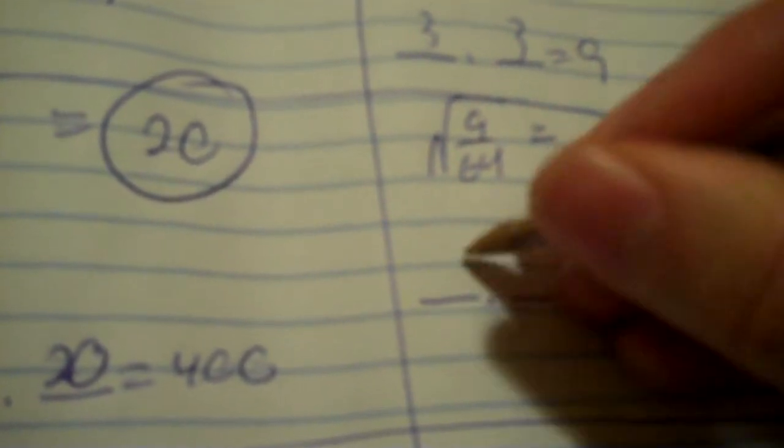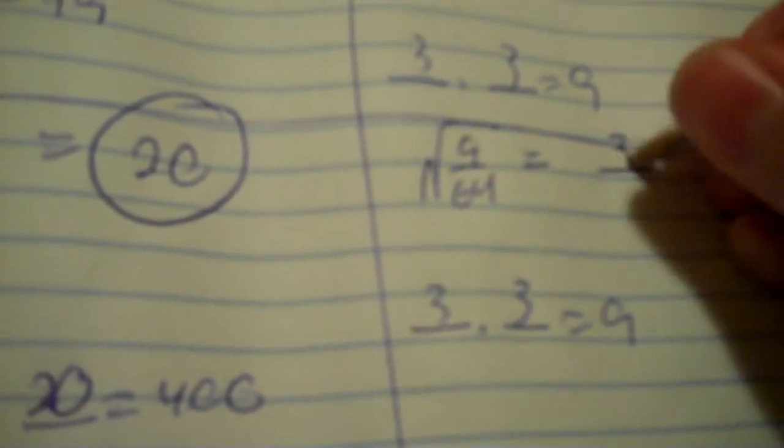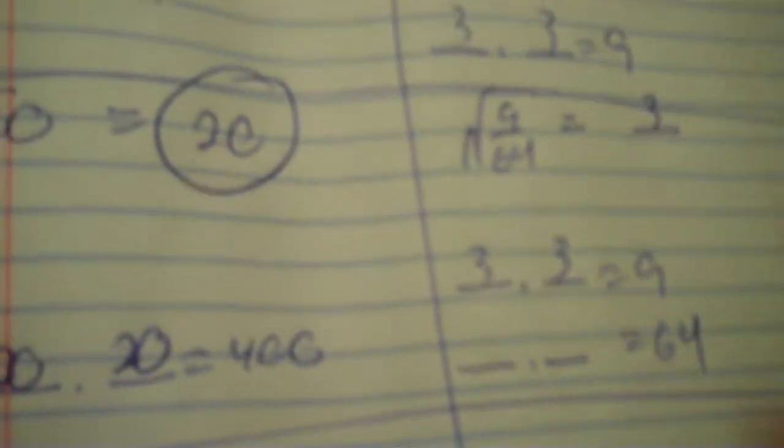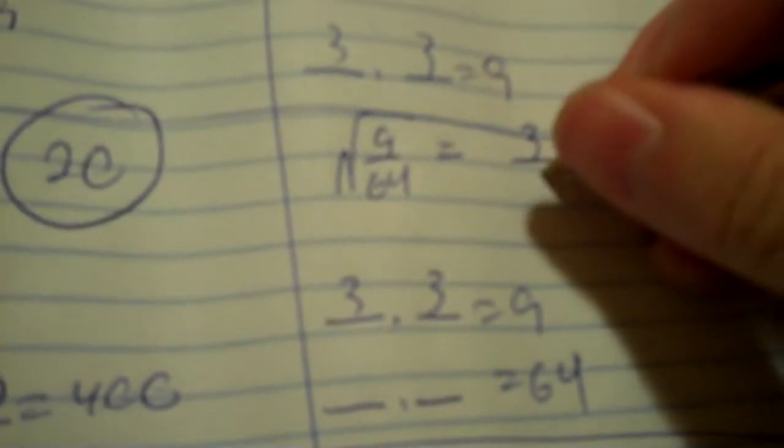Okay, now fractions are no big deal. It's like you got to figure out two square roots in the same problem. So we got to figure out what times itself is 9, which is 3. So 3 goes on top. And then what number times itself is 64? If you don't know it, it's 8. But if you don't know it, you go second, key next to 7, 64, 8. So 3 eighths.